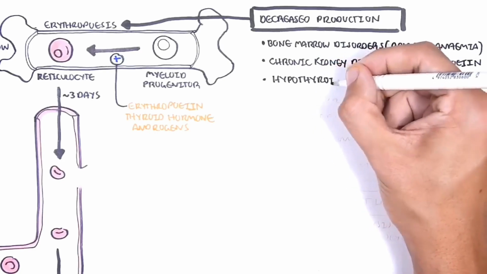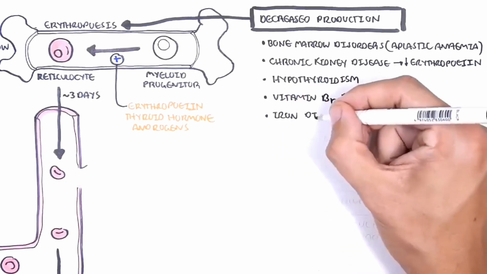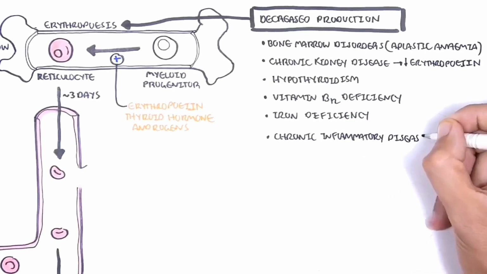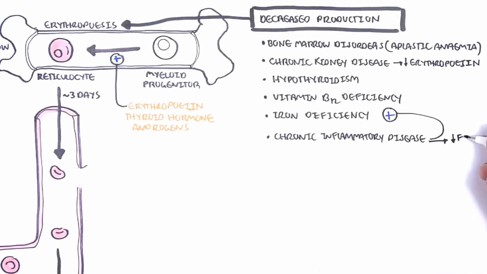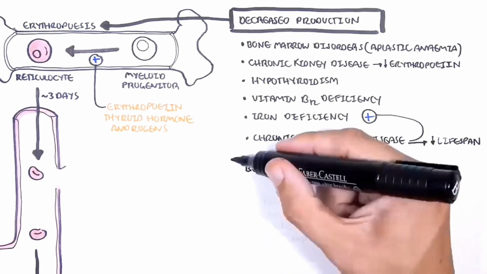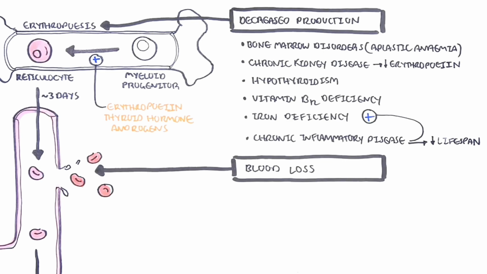Hypothyroidism, because remember, thyroid hormones play a role in stimulating erythropoiesis. Vitamin B12 deficiency and iron deficiency can also lead to anemia because these are the substances needed in order to produce good functioning red blood cells. Chronic inflammatory disease, which basically causes a form of iron deficiency, but also is thought to reduce the lifespan of the red blood cell. Another mechanism which leads to anemia is through blood loss, and this can be gastrointestinal blood loss, someone going through heavy periods, trauma, accidents, motor vehicle accidents, for example, leading to blood loss.